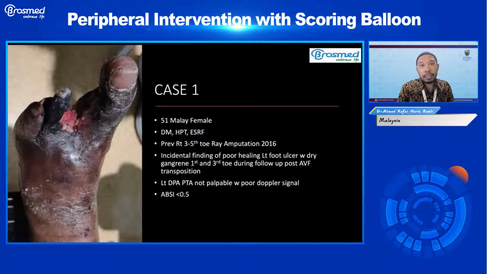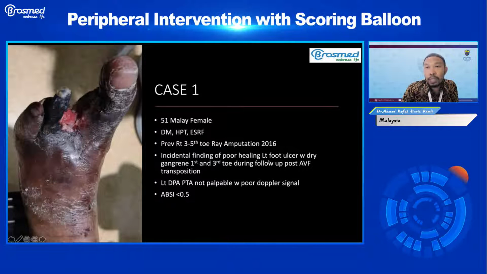So the first case, 51 years old Malay female, as usual, multiple comorbidities: diabetes, hypertension, end-stage renal failure. So we know that the vessel is going to be calcified. Presented with right third and fifth toe gangrene. He had an amputation done on that toe actually. Previous right third to fifth toe re-amputation in 2016.